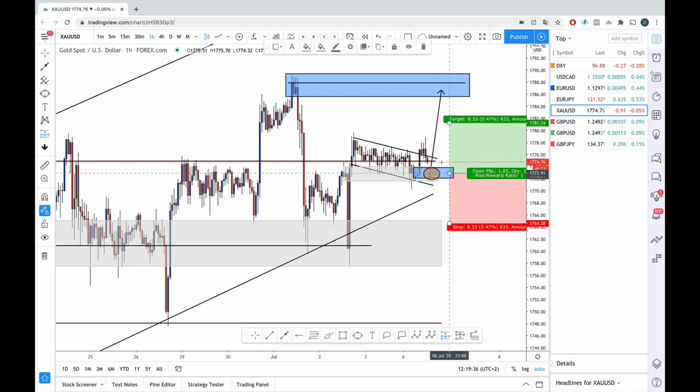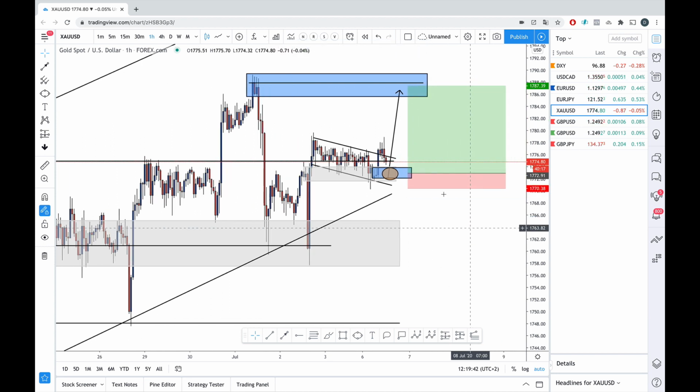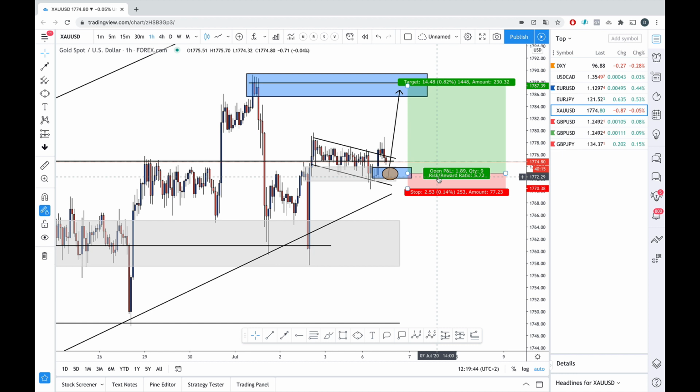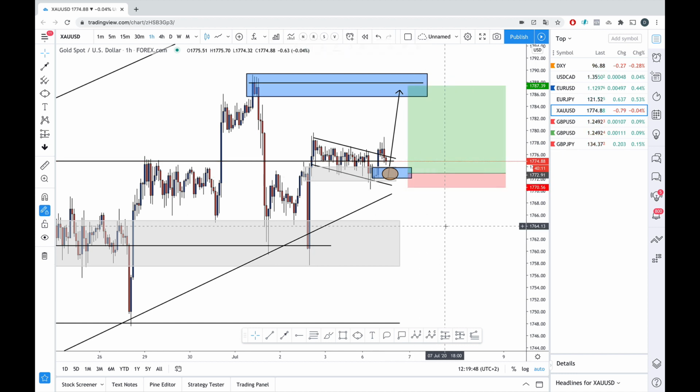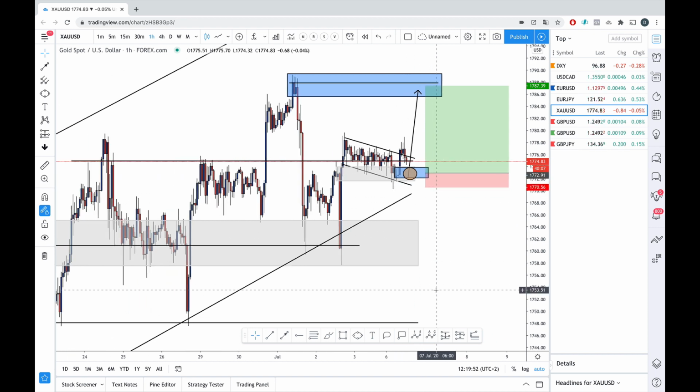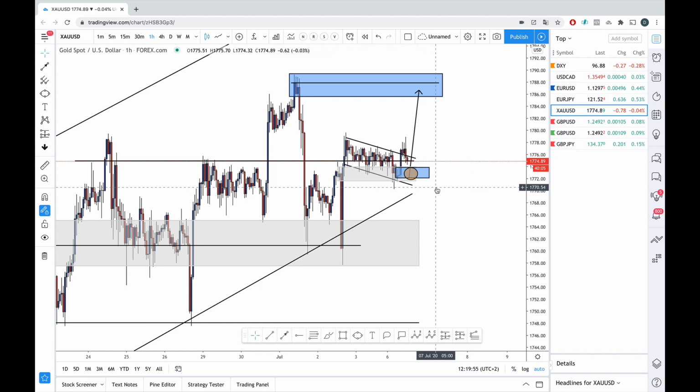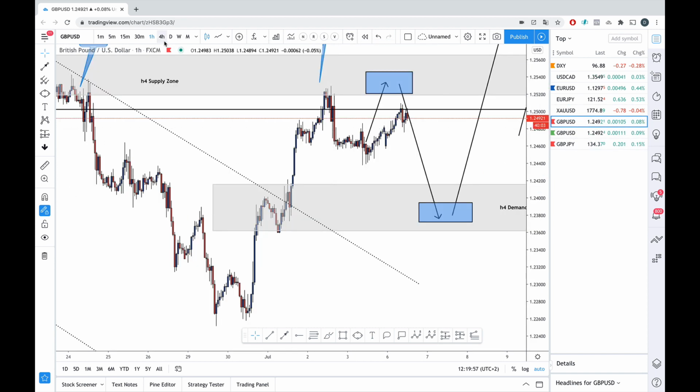This got a really great risk to reward ratio. Yeah, you can definitely catch 1 to 5 or even 1 to 6. It depends really on your price action skills. Yeah, this is the idea for gold. Now let's go to GBPUSD.